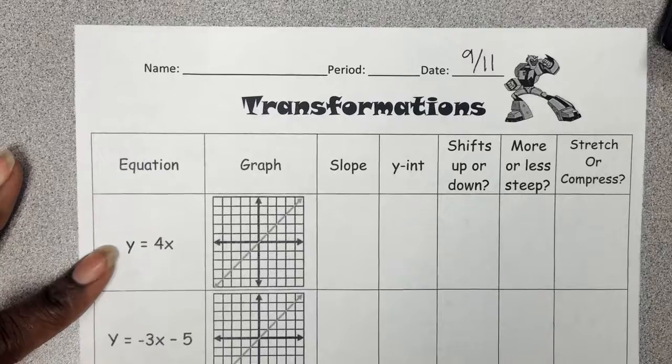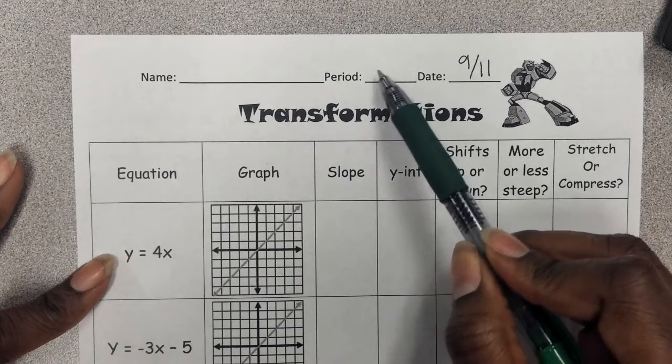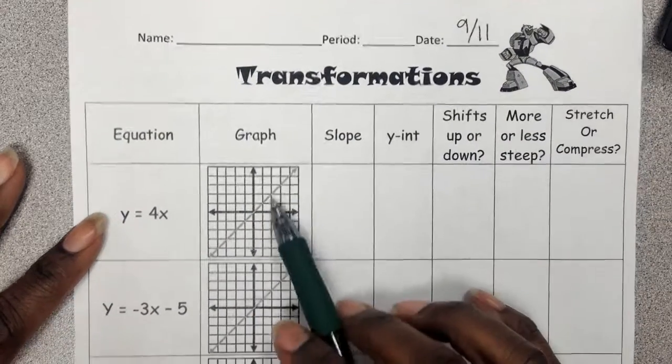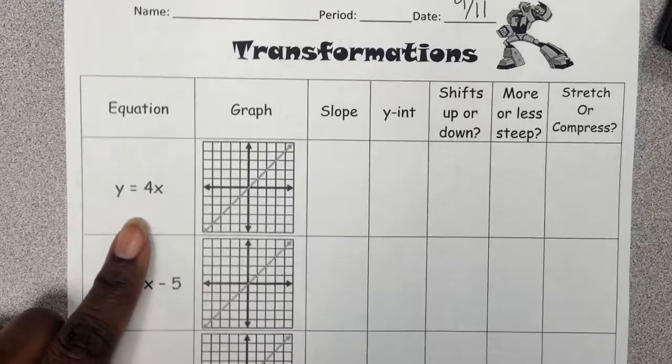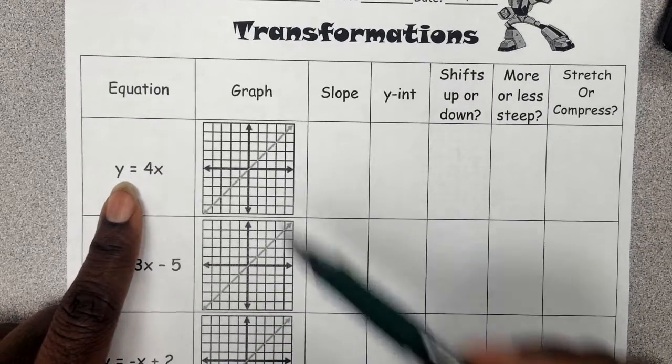Please write your name. And whatever period it is, please write the name and period. We're talking about transformations of lines. So first they give us an equation, y equals 4x.